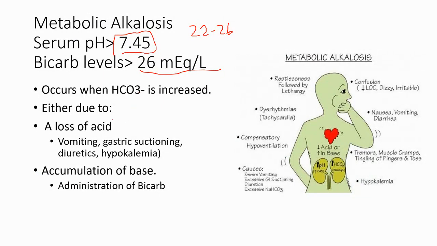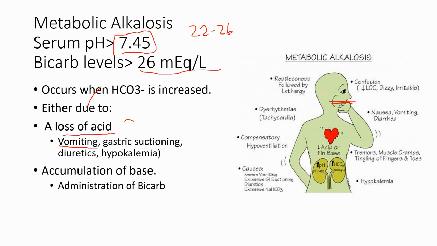It occurs when the bicarb is increased, kind of the flip of what we just said: either they're losing acid, dumping it out of their body some way, or the body is accumulating base. Two main reasons. A loss of acid, probably one of the most common reasons we see patients in a metabolic alkalosis, is vomiting. Think about all that hydrochloric acid in their gut. They're losing acid, all the hydrochloric acid just coming out of their mouth.